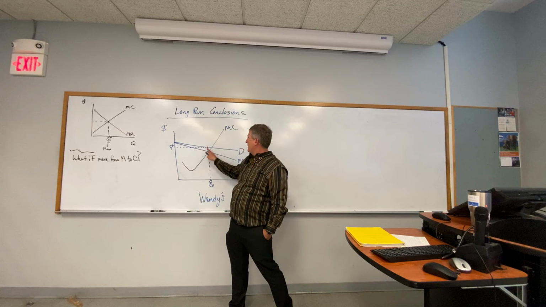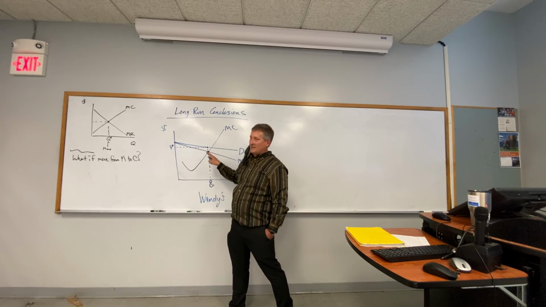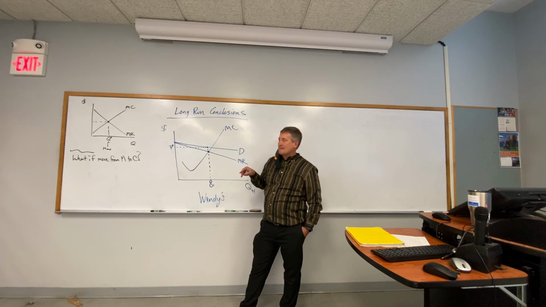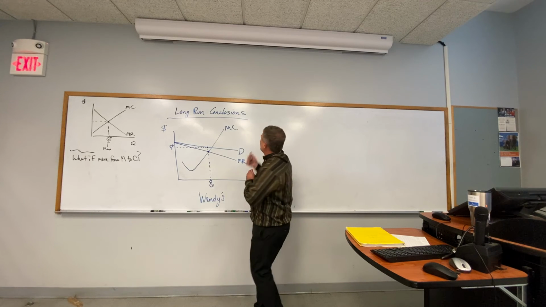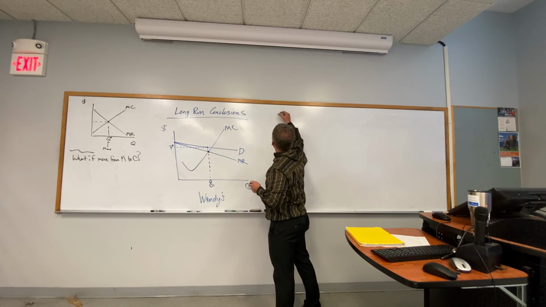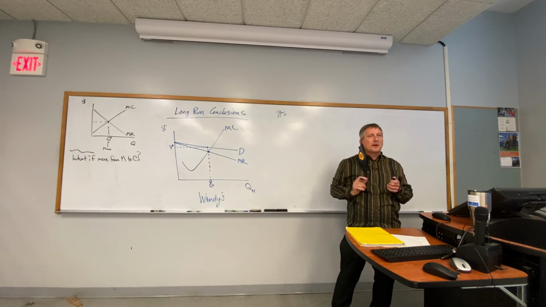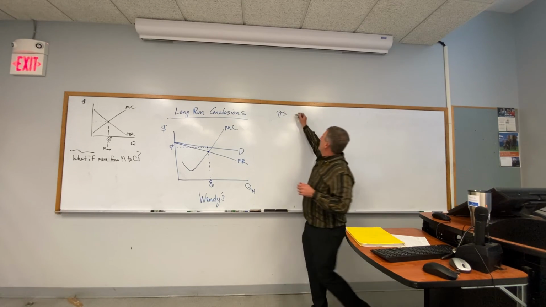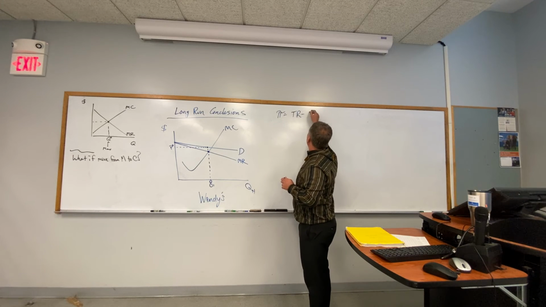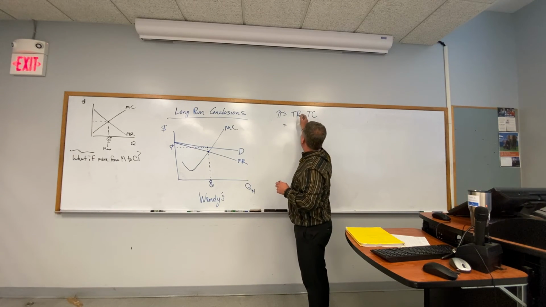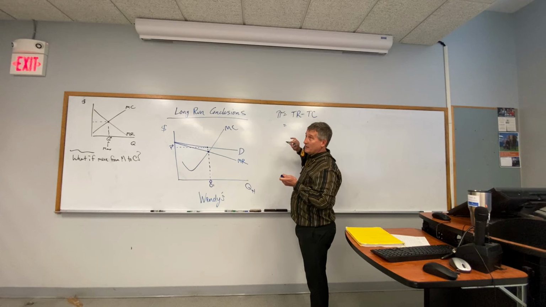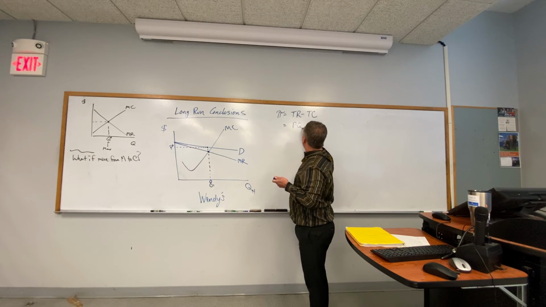Triangle. Where's the triangle? This little guy? That triangle. No, to the left. Yeah, to the left. What's the profit equation again? How do we maximize profits? Not how we maximize it, but what is the profit equation? Total revenue minus total cost. What's the formula for total revenue? Price times quantity.